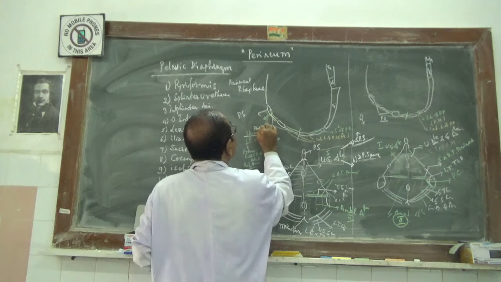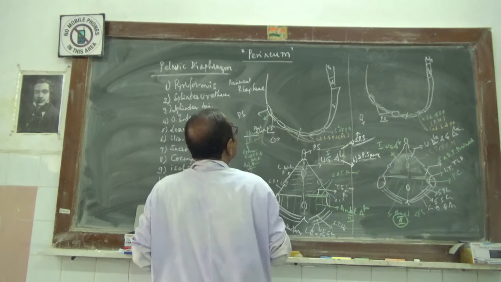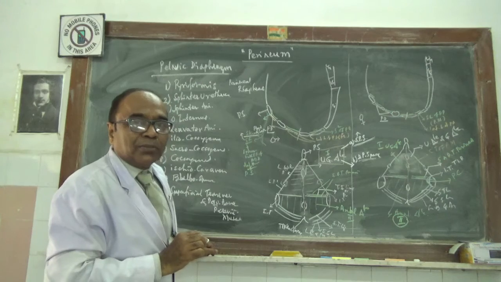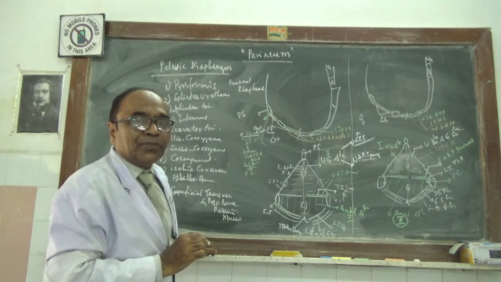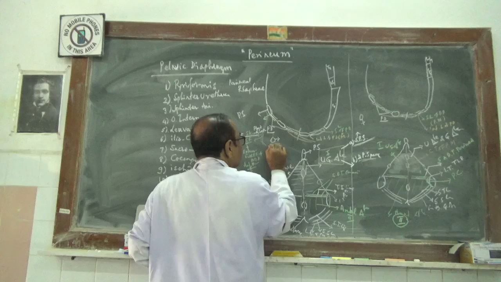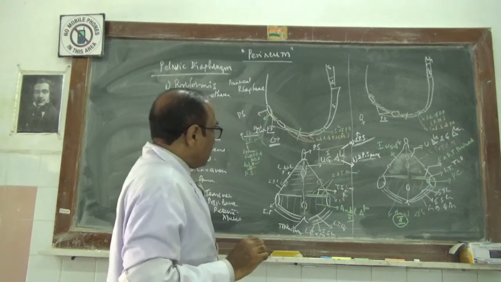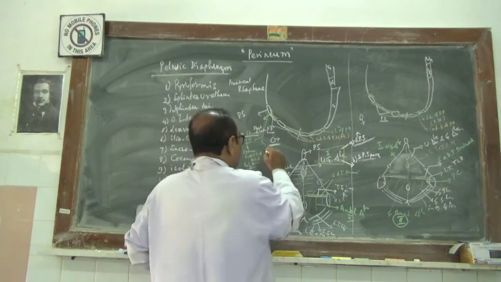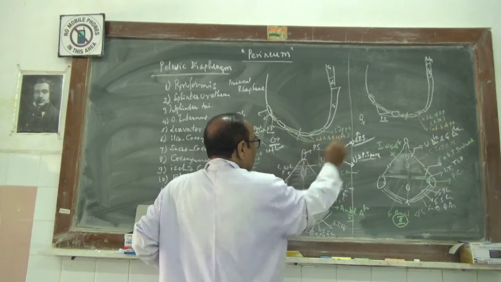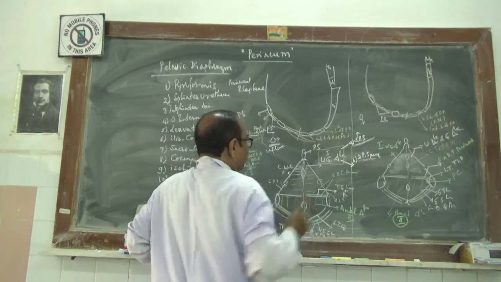penis and the scrotum. Then the superficial fascia of the scrotum and the superficial fascia of the penis in male. This is the inferior limit of the superficial perineal space.